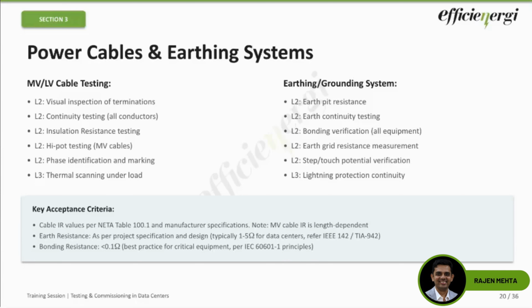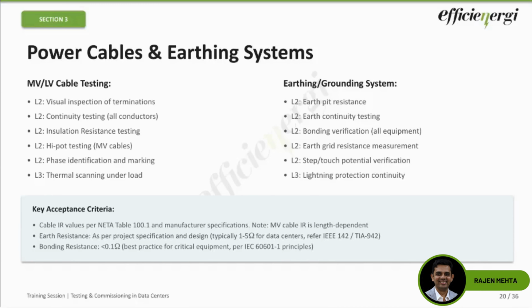And in some cases, you go for step and touch potential also, for ensuring safety during ground faults. This is typically calculated in earth grid design studies, and it might require a certain amount of verification testing. Again, we don't apply this a whole lot in Indian data centers. It is typically put in the scope of the GIS substation.